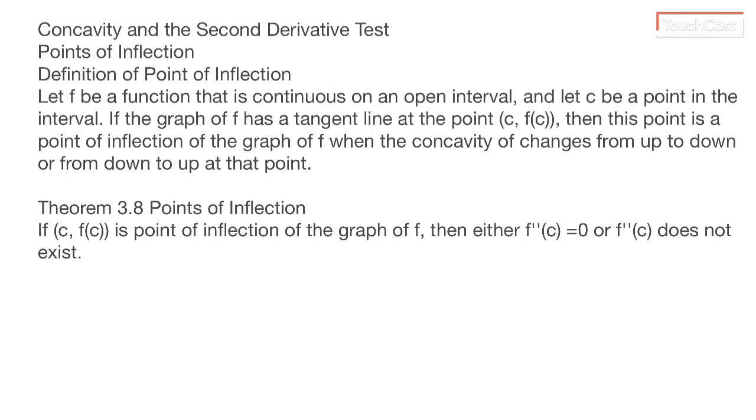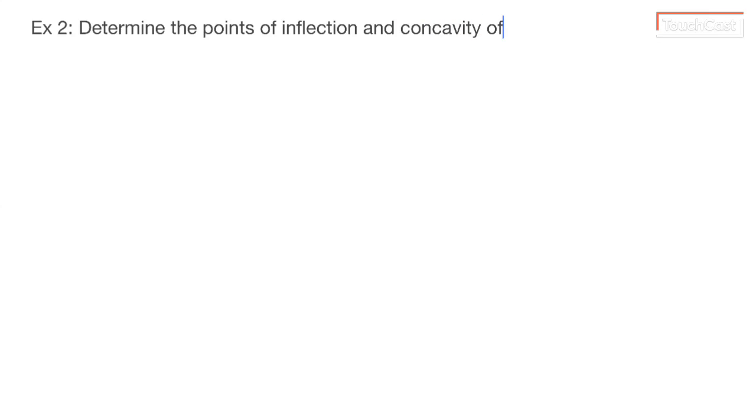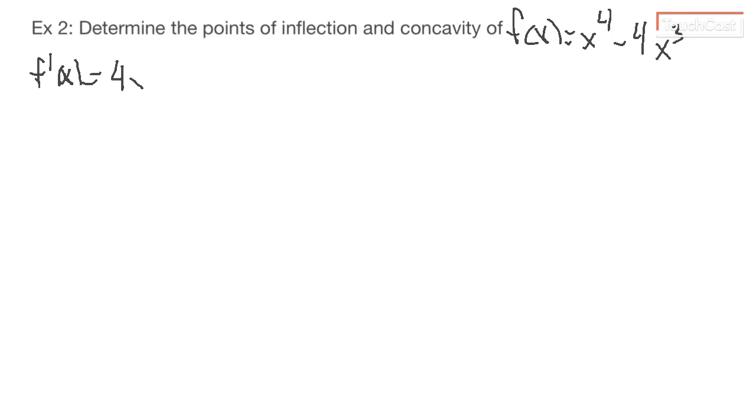So let's look at another example. We'll call this one example 2. We're going to determine the points of inflection and concavity of the function f of x equals x to the fourth minus 4x to the third. The first thing we're going to do is figure out the second derivative, and in order to do that we need to first figure out the first derivative. So f prime is going to equal 4x cubed minus 12x squared.